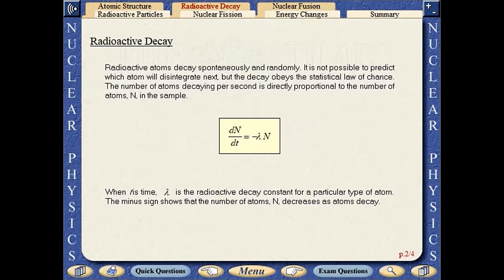Radioactive atoms decay spontaneously and randomly. It is not possible to predict which atom will disintegrate next, but the decay obeys the statistical law of chance. The number of atoms decaying per second is directly proportional to the number of atoms in the sample.